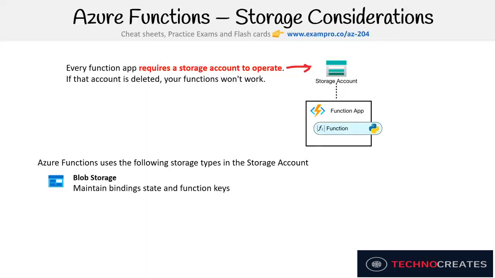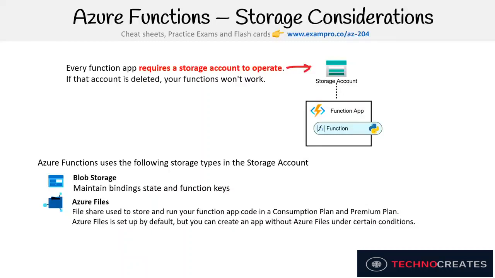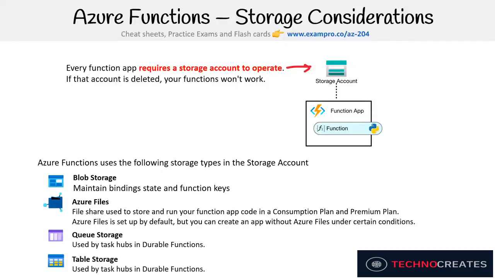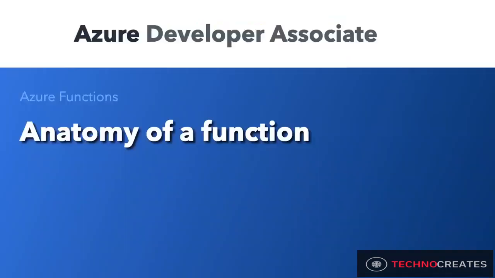So for blob storage, it maintains binding state and function keys. For Azure Files, a file share is used to store and run function app code in a consumption plan or premium plan. Azure Files is set up by default, but you can create an app without Azure Files under certain conditions. For queue storage, this is used by task hubs in durable functions. We have a whole section on durable functions. And then for table storage, it's used by task hubs in durable functions as well. So there you go.